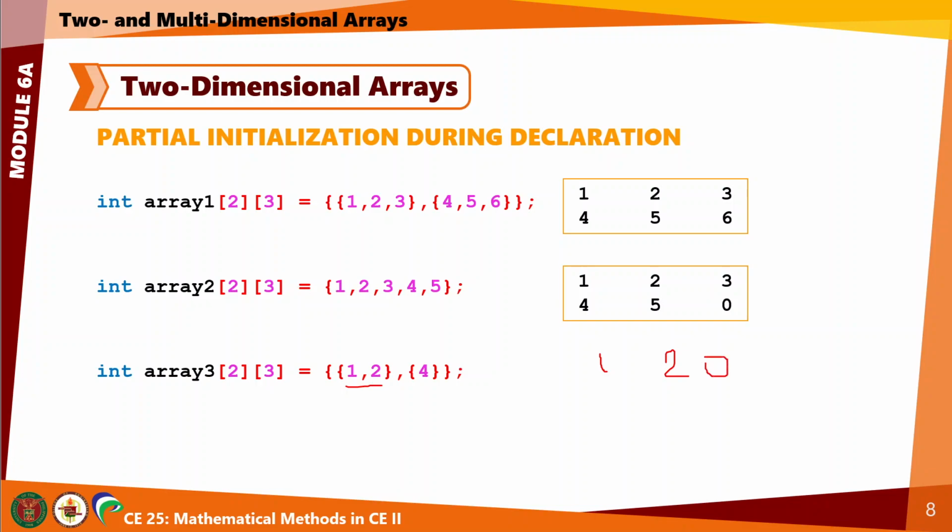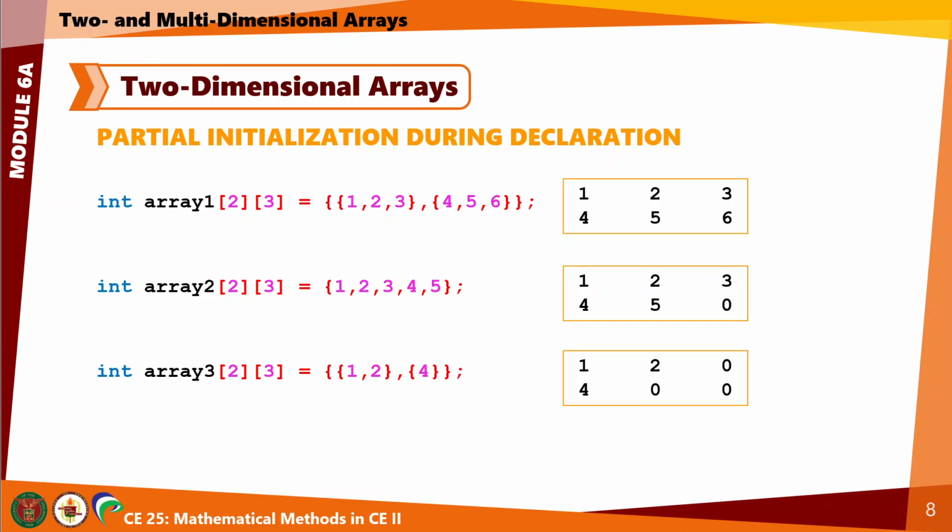Yung second row, 4 lang yung start. Okay, yung hindi niya minention na dalawa, automatic 0 na yan. So, 1, 2, 0 and 4, 0, 0 respectively. So, di ba? Medyo simple lang. Sige, let's move sa next part.